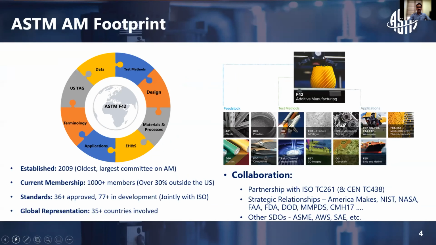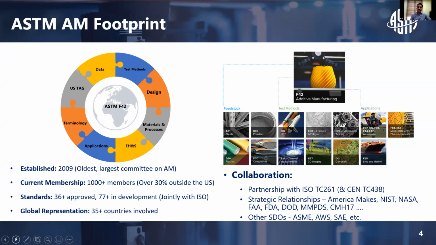and going to ASTM's activities, particularly on additive manufacturing. ASTM established the first standardization committee for additive manufacturing back in 2009. So it is the oldest and the largest committee for developing standards for additive manufacturing. And this particular committee currently has more than 1,000 members representing various countries and various organizations. And we have developed more than 36 standards which are already approved, and 77 standards are currently under development.